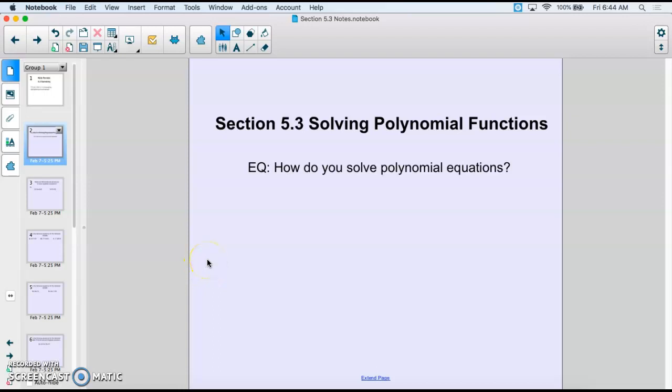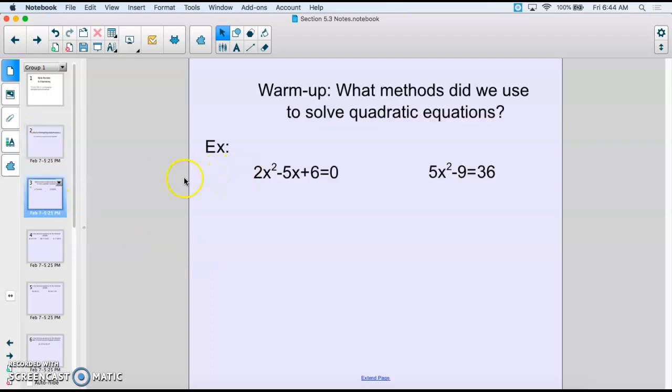Alright, welcome to 5.3. We're going to solve polynomial functions today. We've done this before. This should be a lot of review. We're going to add a little twist to it. So let's get going. Our warm-up.